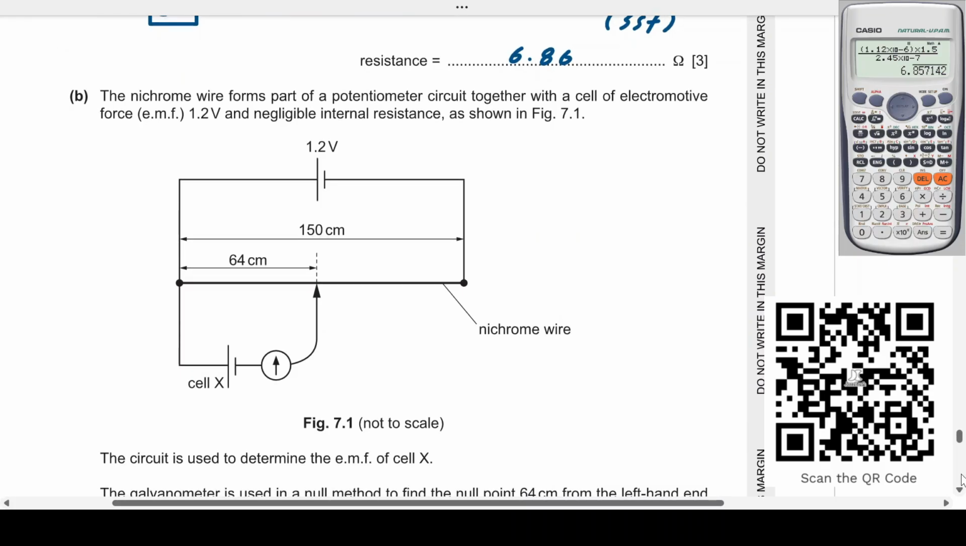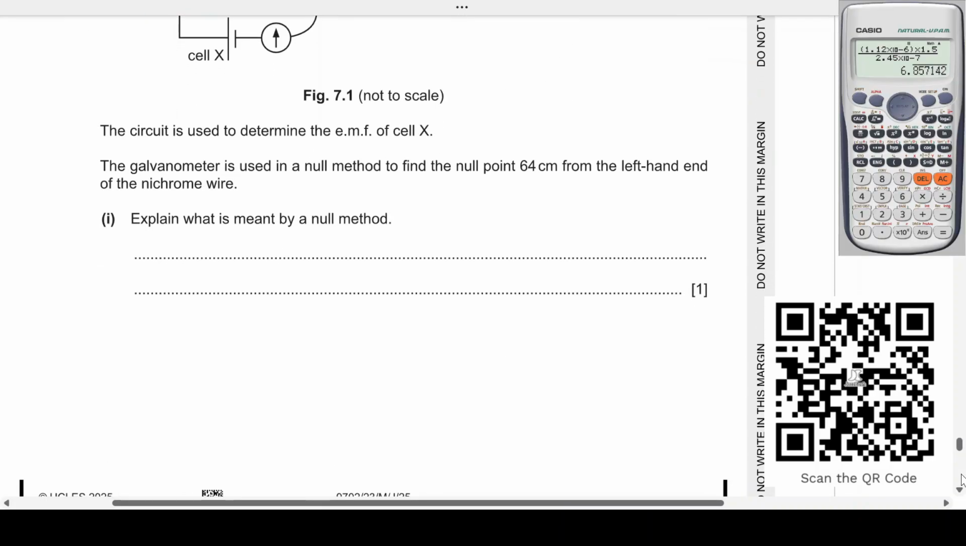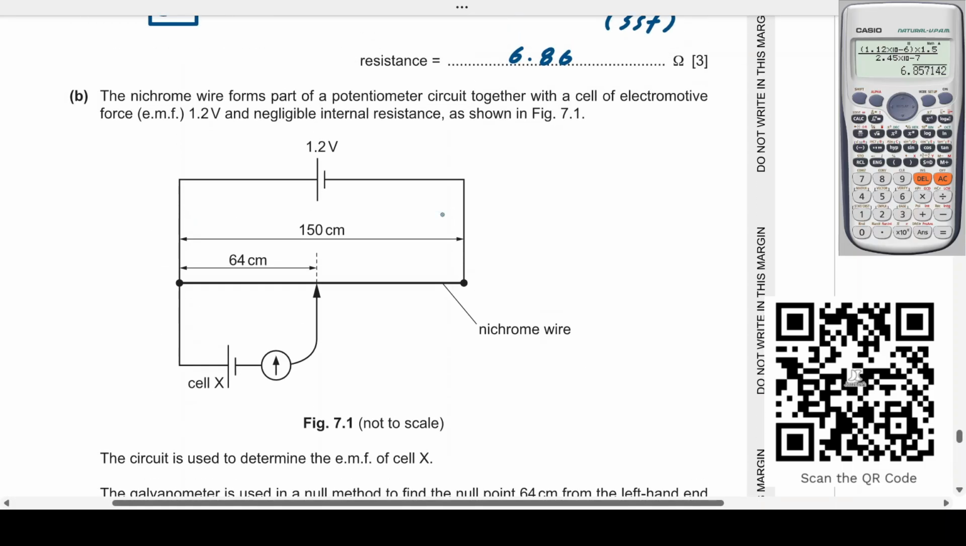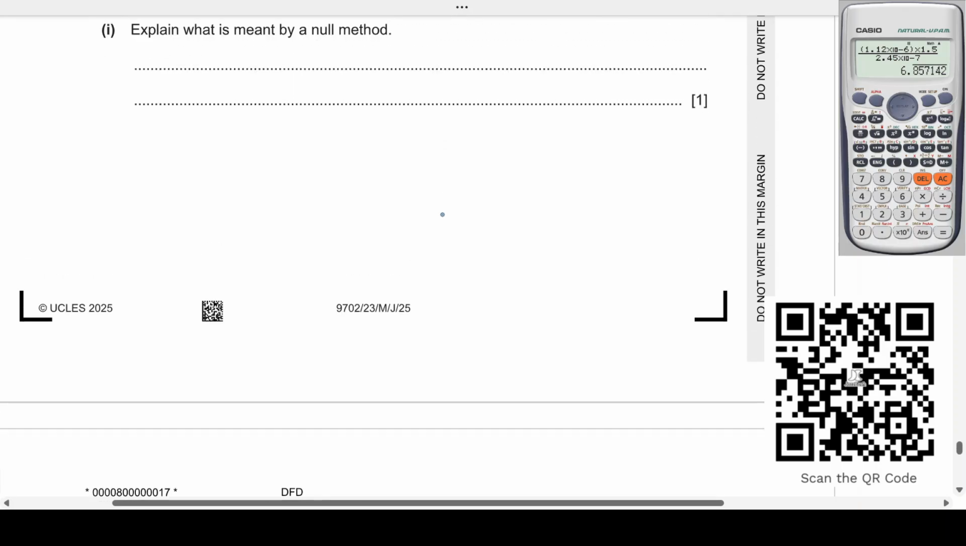The nichrome wire forms part of a potentiometer circuit. The circuit is used to determine, this is what we use the potentiometer to measure, the potential or the EMF of an unknown battery without drawing the current in the circuit. So galvanometer is in a null method to find the null point, 60 centimeter from the left and 64 centimeter, given on the diagram also.